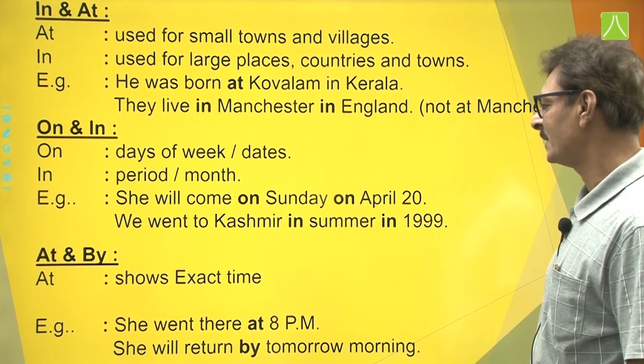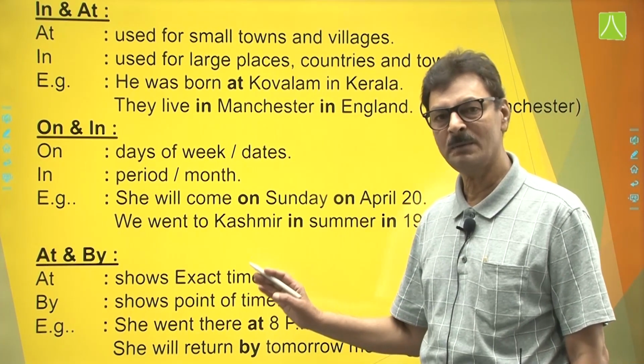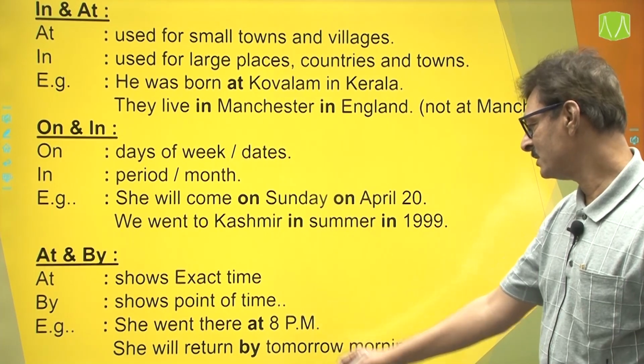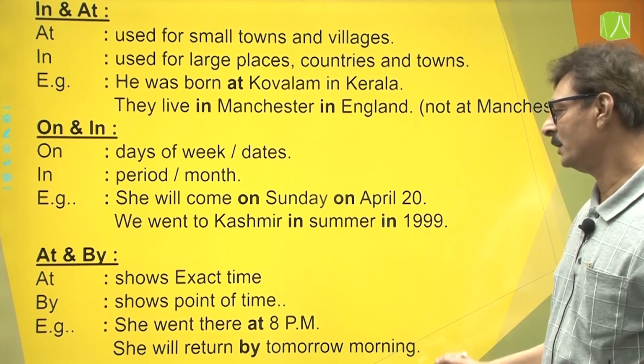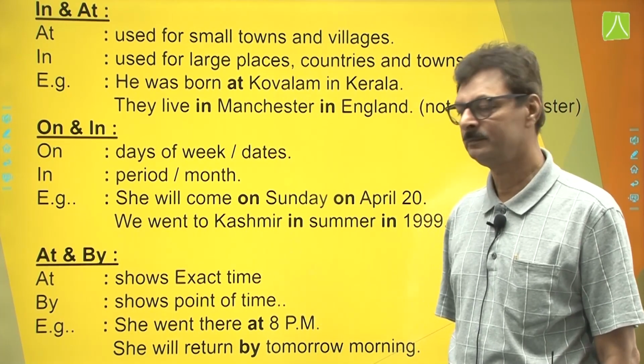At and by. At we use for exact time and by for the point of time. She went there at 8 p.m. She will be there by tomorrow morning. So at is always used for exact time.